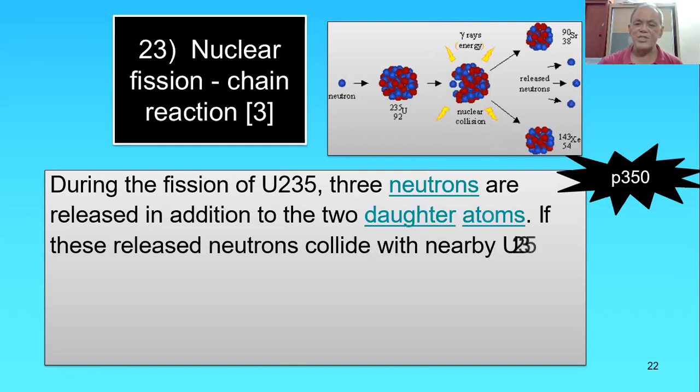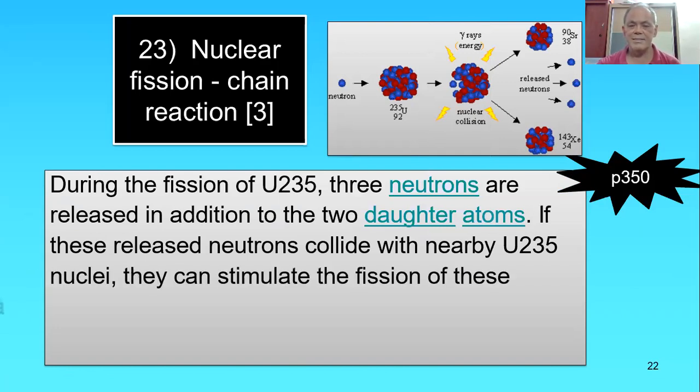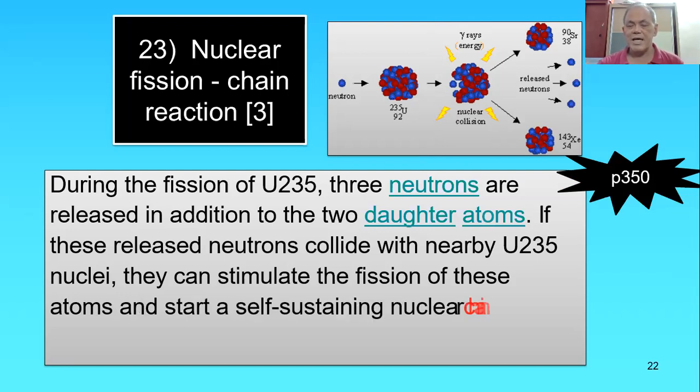So these released neutrons must go somewhere. If there's uranium-235 around, then they will collide and cause a reaction, and they will produce other neutrons, right? Because it is self-sustaining, because it will keep on going. And this process is called a chain reaction.